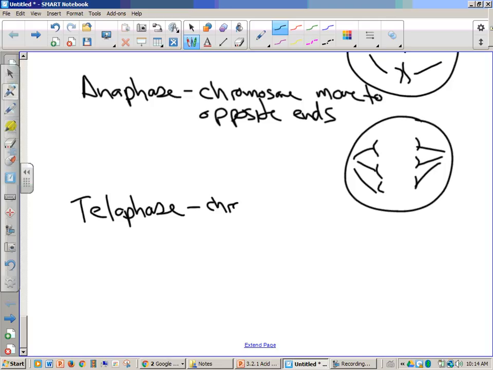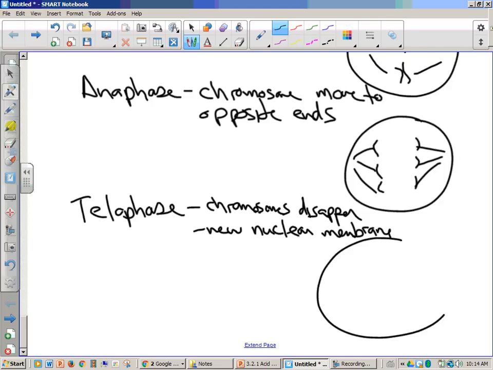So the chromosomes, they disappear because they're uncurling, right? Kind of like a string uncurling. And we get a new nuclear membrane. In other words, the nucleus begins to form. So in this case, you've got kind of the dashed lines on either end representing that nucleus beginning to form, and we've got things doubled up.